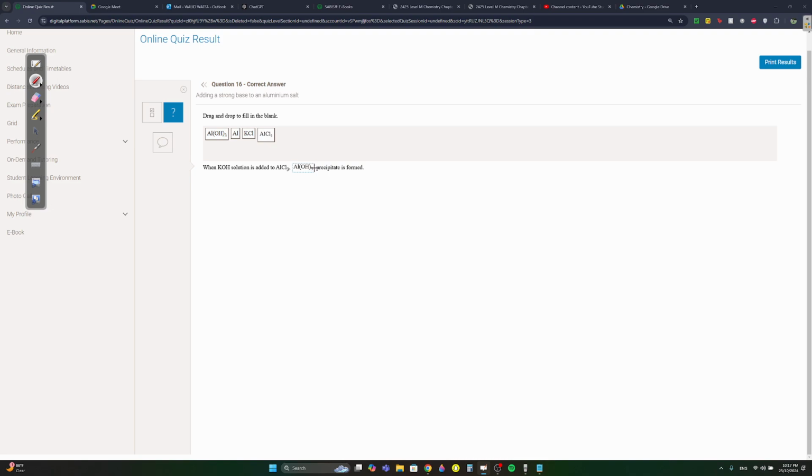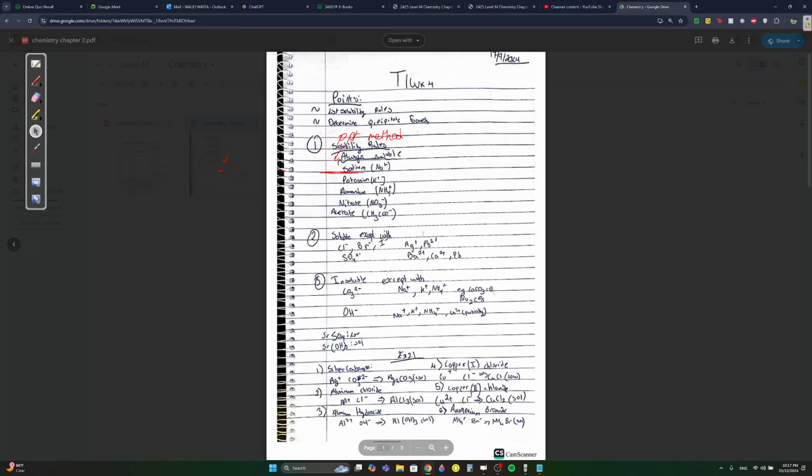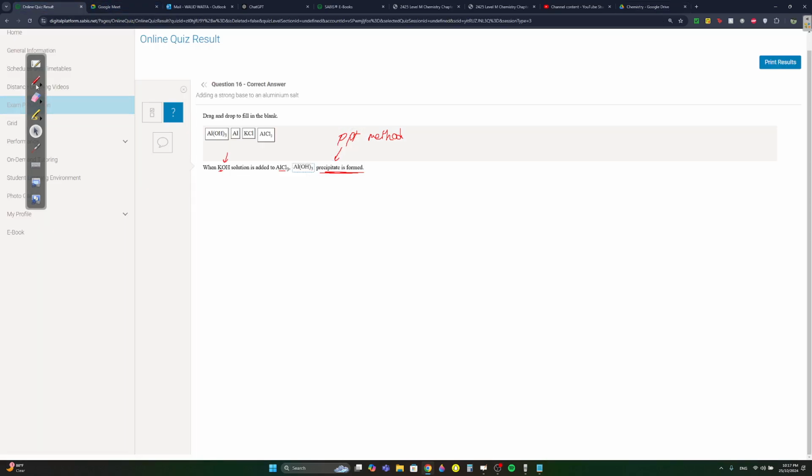They want you to talk about the precipitate being formed. If a precipitate is being formed, that means what method are you using? Precipitation method. And to do that, you're mixing two soluble aqueous solutions. KOH is obviously soluble, it has K. And AlCl3 is soluble. Cl is always soluble unless it's mixed with Ag, Pb, or Ba. Let me check. Yeah, Ag and Pb, but SO4 is Ba and Pb. That's something else. So these two are soluble, so you're going to get an insoluble precipitate.